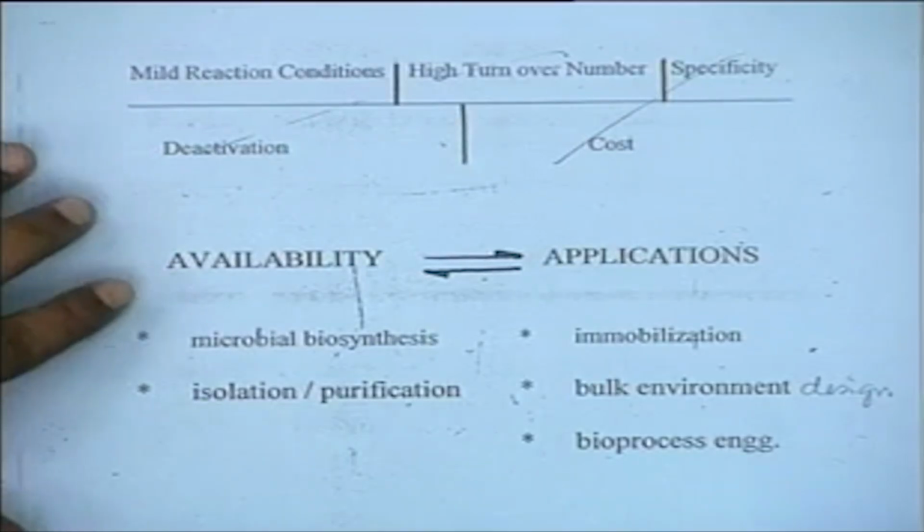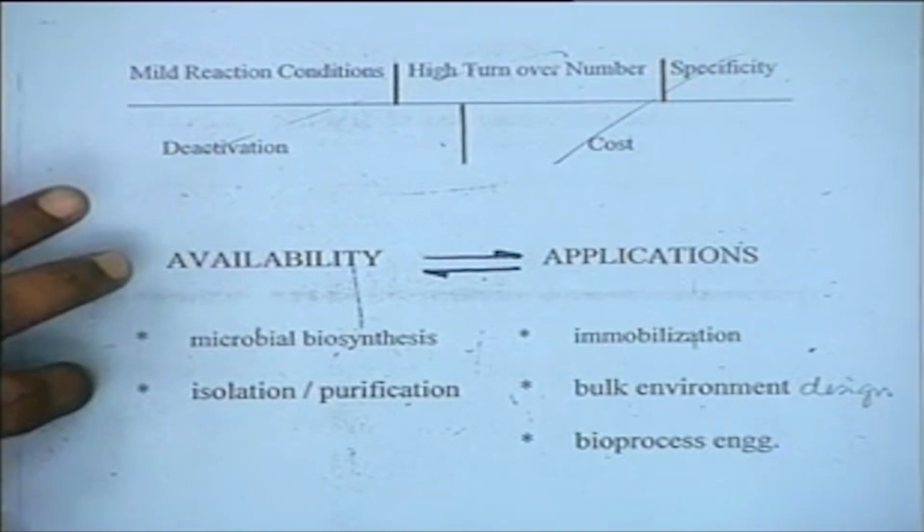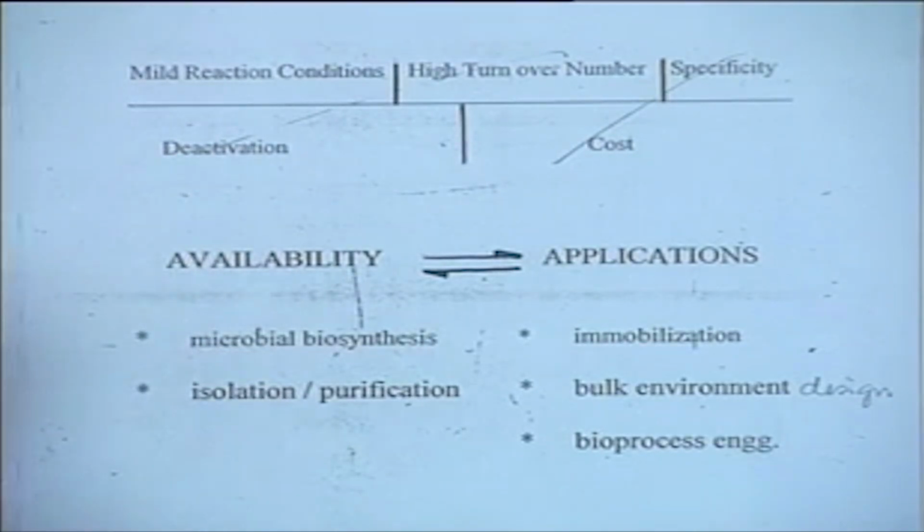Now, of course, as far as availability is concerned, there are two major factors. One is that we have to synthesize them microbially. Here I would like to again add that, as I mentioned, theoretically one can produce enzymes from any living source, microbial, plant or animal, but the trend in the recent past has been that the microorganisms have been the preferred choice for a variety of reasons.